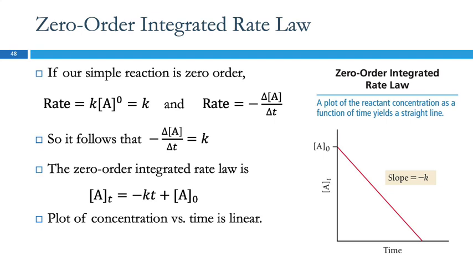Zero order integrated rate law, doing the same thing. Here's the rate law. Here is the definition of the rate. Set them equal to each other. Integrate them. This is what you get. Again, it's in the form of a line. They did that on purpose. y equals mx plus b. So here, the slope is equal to negative k. So whatever we get for our slope, multiply it by -1 to get the rate constant.